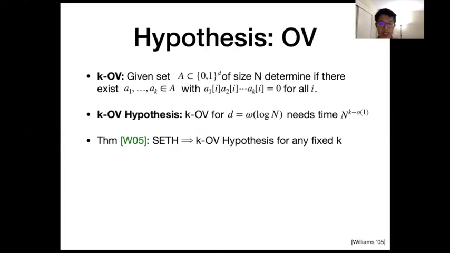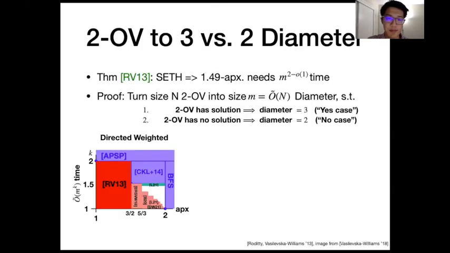A classic result says that SETH implies the k orthogonal vectors hypothesis for any fixed k. So this is really useful for us because now if we want to prove a hardness result based on SETH, it's enough just to prove a hardness result based on the orthogonal vectors hypothesis. And this is how a lot of the SETH hardness results in the fine-grained complexity literature go. So that's exactly what we're going to do.